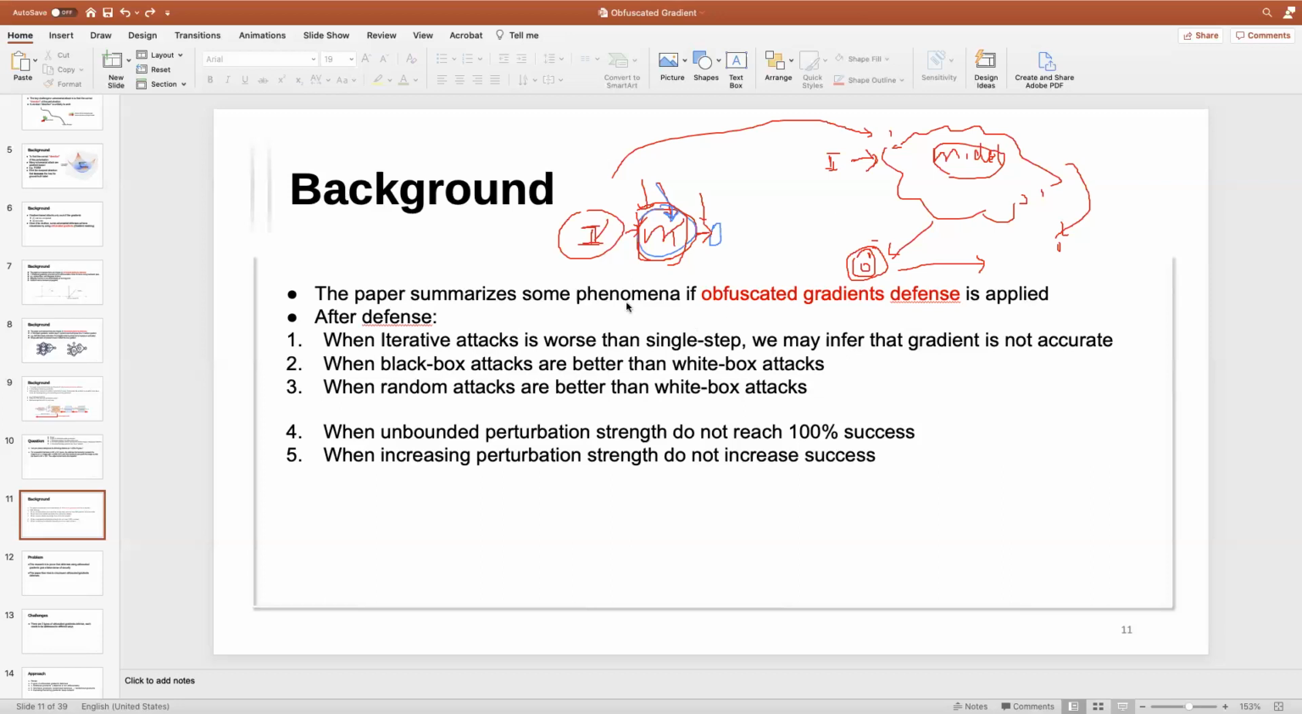Yes. They just list some phenomena. It's just some rules, some heuristics. But these obfuscated gradients here are all white box attacks, right? No, this is not their main part. This is just some summarization. Yeah, I understand these are summarizations. Given that they have the observation or phenomena that the black box attack is better than the white box one, that means we already have the white box one.